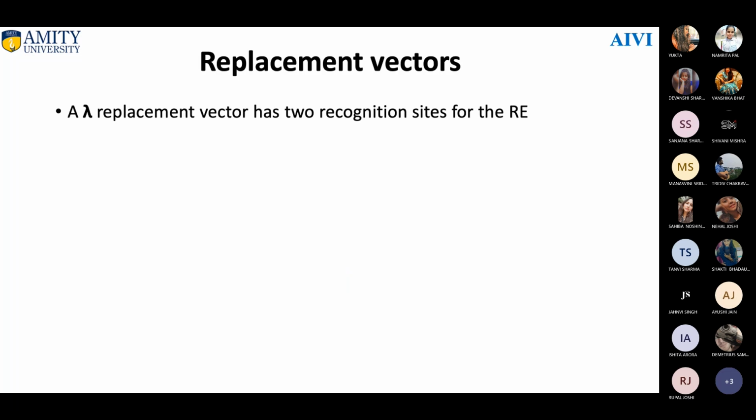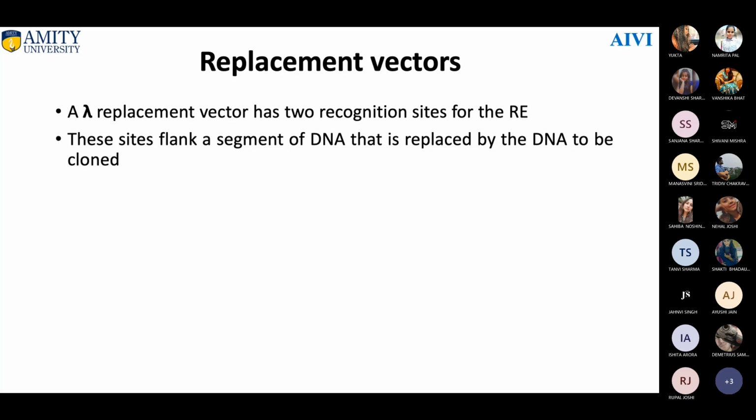Next is the replacement vector. A replacement vector has two restriction sites; two restriction sites must be there, only then can you replace. When you cut it, a segment is removed, and in between you ligate the segment that you want to clone. This flanked segment of DNA is replaced by the DNA to be cloned. The replacement you are performing is called the replacement vector. So simply, it depends on the size that you are removing and the size you are inserting.